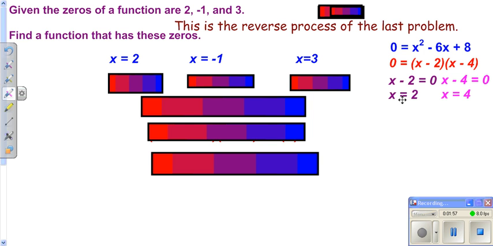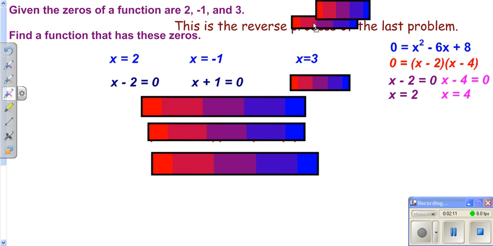Since we're working backwards, the next to the last step we had was we had these things equal to 0. So you want to set each one of these equal to 0. So you want to subtract your 2 from both sides. Here you want to get 0, so you have to add 1 to both sides. Here you'll need to get a 0, so you have to subtract 3 from each side.